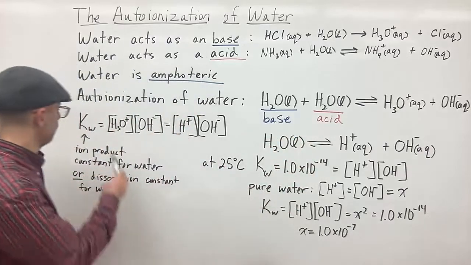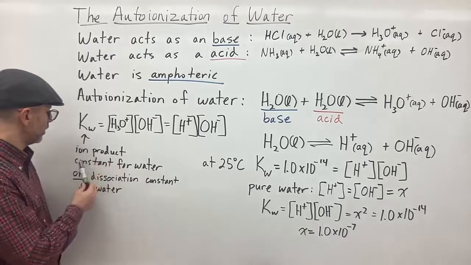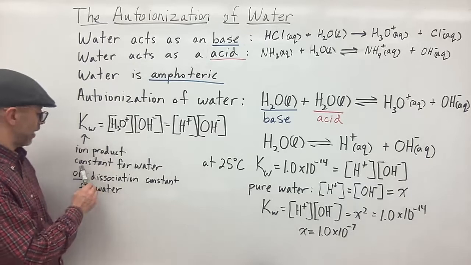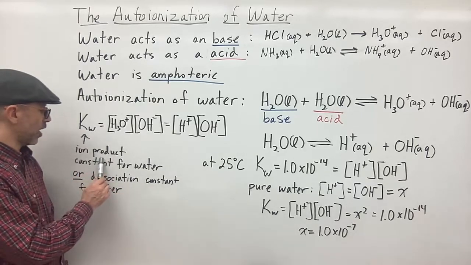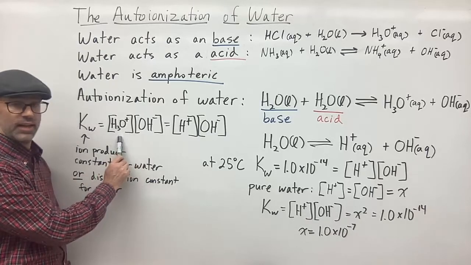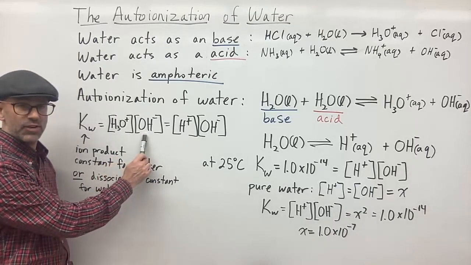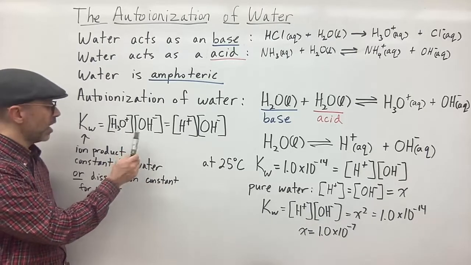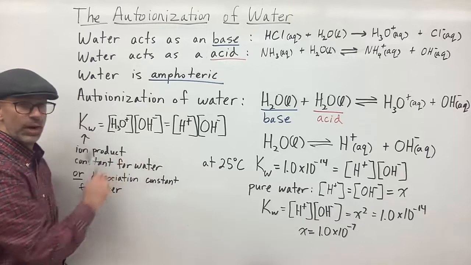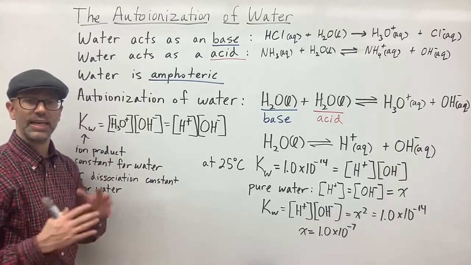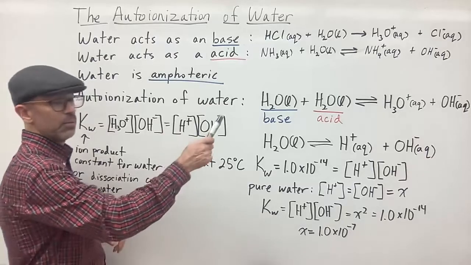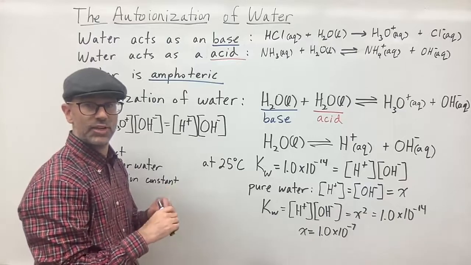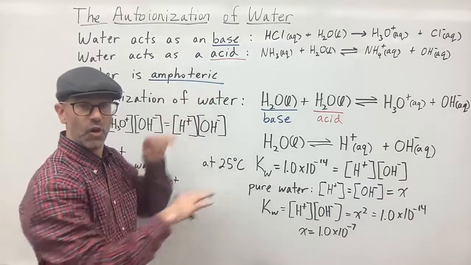And so here we have the Kw expression, and we call Kw the ion product constant for water, because we're taking the hydronium ion and the hydroxide ion and multiplying them together. How did we get this equation? It's exactly the same way we get any equilibrium constant, right? So remember, if this is our equation, then the equilibrium constant is the ratio of the products over the reactants.